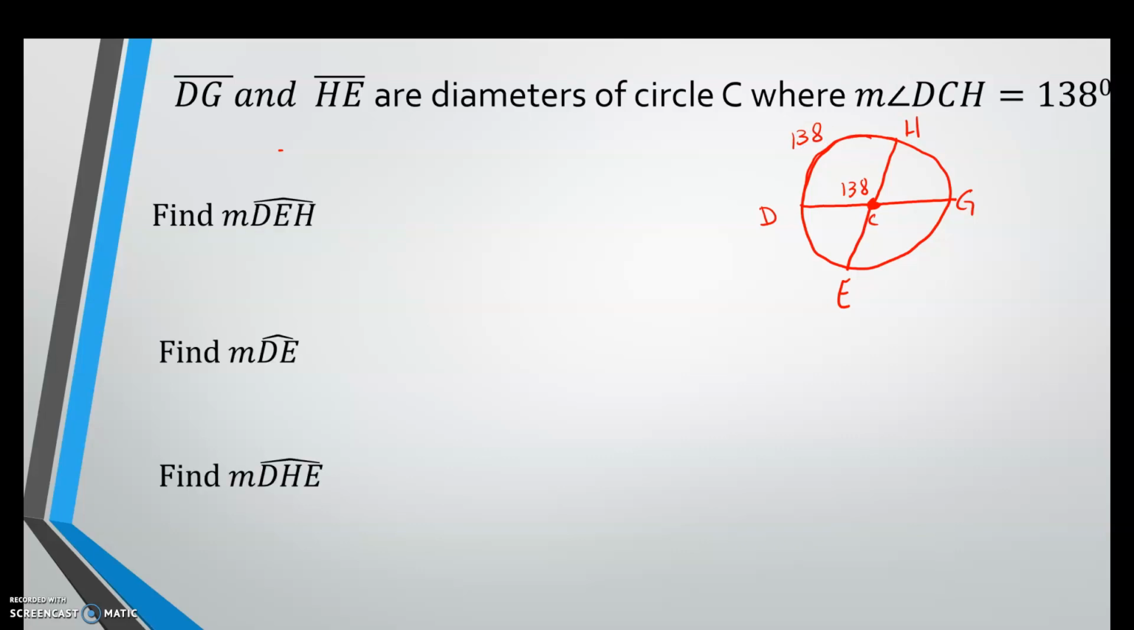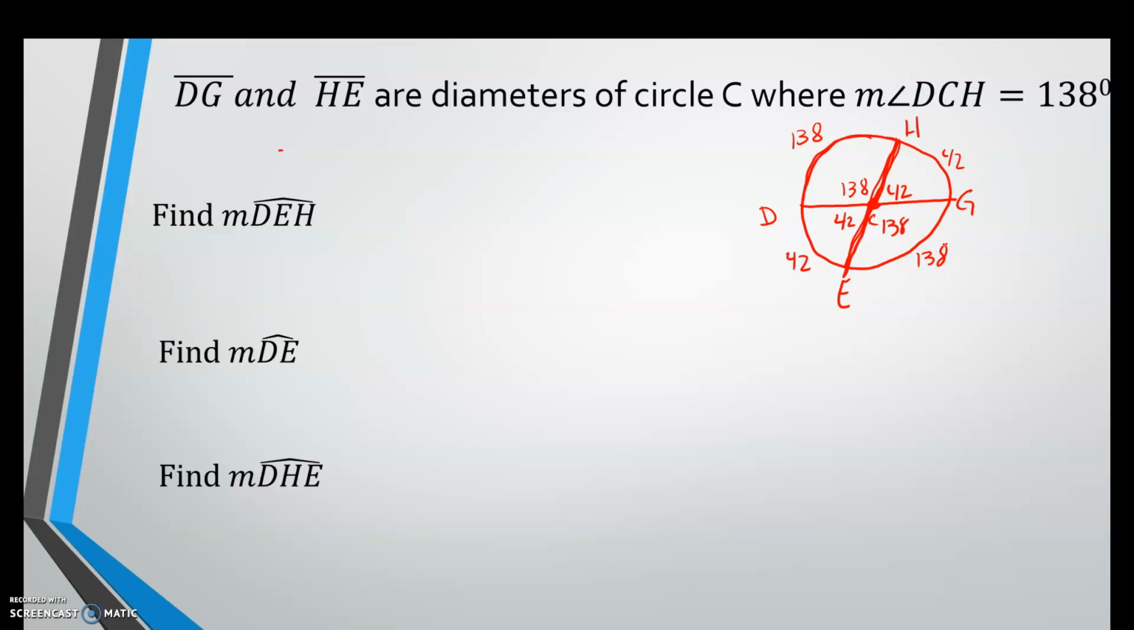And I want to figure out the measurements of these arcs. Well, I know if HE is a diameter, it's cutting my circle in half. Because this guy is 138, I know these two angles have to add to be 180. So he has to be 42, which means this arc is also 42. And again, with vertical angles, I know this guy is 42, and here is 138. The same thing is true for the arcs that it makes.